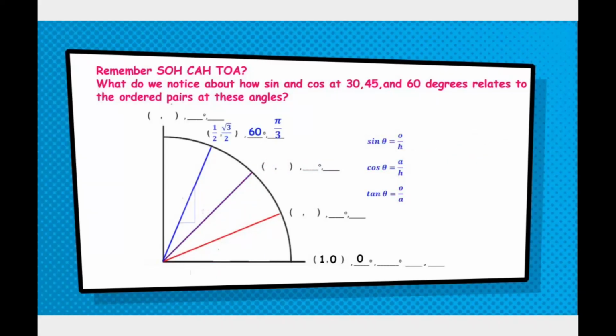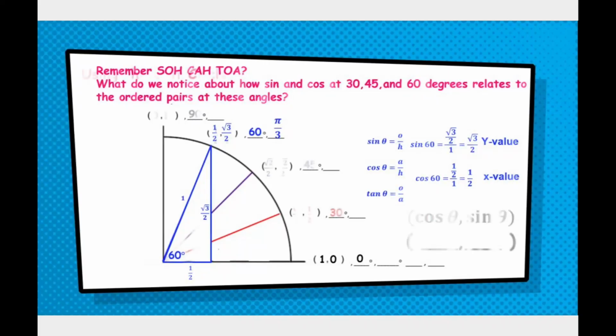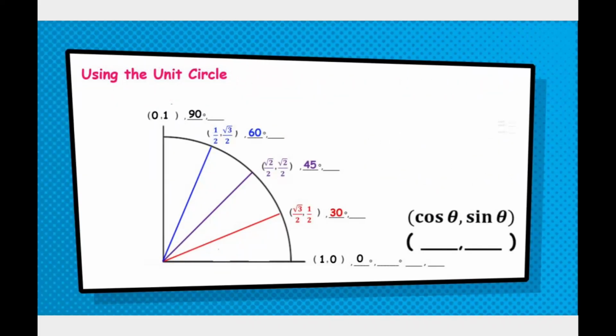Let's try this last one real quick for the 60 degrees. Opposite the 60 degrees for sine is square root of 3 over 2, and the hypotenuse is 1. That would simplify to just that. And then the same thing with the cosine, adjacent over hypotenuse. What we should be able to see from those ordered pairs and using SOHCAHTOA is, once again, the sine is our y value and the cosine is our x value. So what this tells us is, in terms of ordered pairs, cosine is x and sine is y.